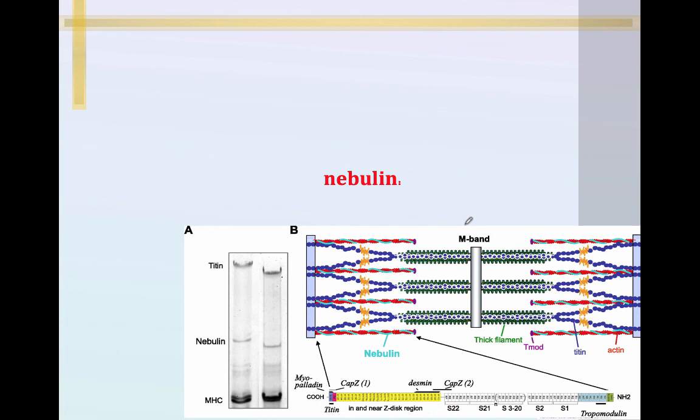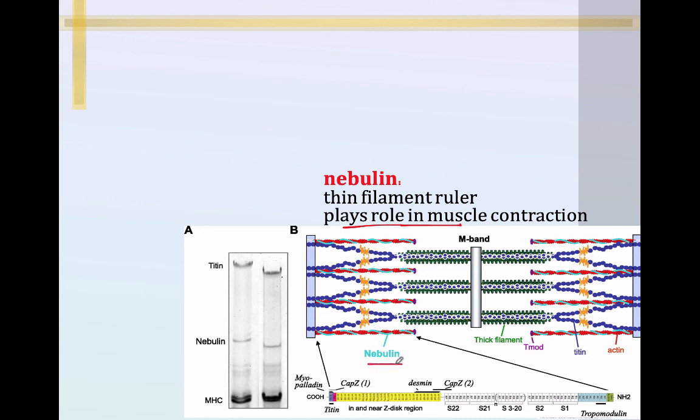Here again, you can see the nebulin. The nebulin seems to be this thin filament ruler. And so it helps to determine that length of that thin filament. But there is some data that says it also plays a role in muscular contraction. At this point, we don't know exactly what that role is. And again, I will reiterate that initially it was referred to as nebulin because the function of that protein was nebulous. We didn't know what the heck it was.